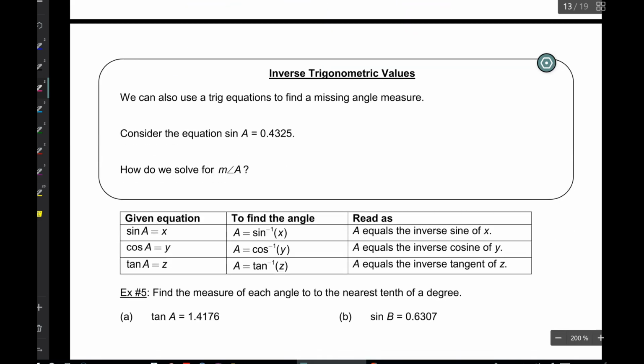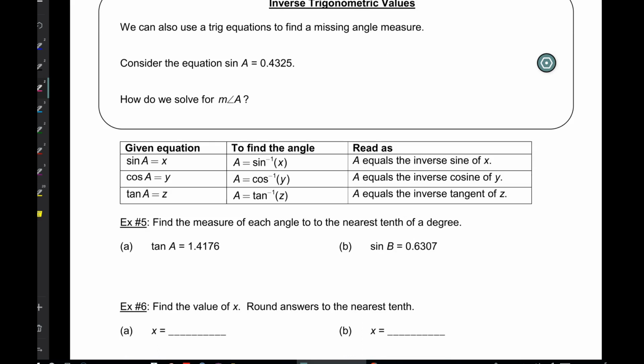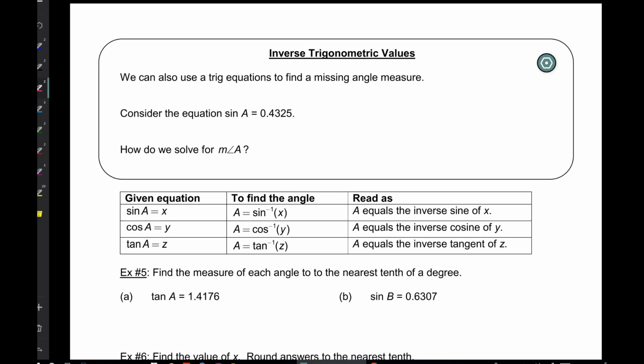Okay, so sometimes we don't know the angle measure. So in other words, let's say we want to find the angle measure. We know what the sine, cosine, or tangent is equal to. So here we have an equation. Sine of A is equal to 0.4325. So how do we solve for A?